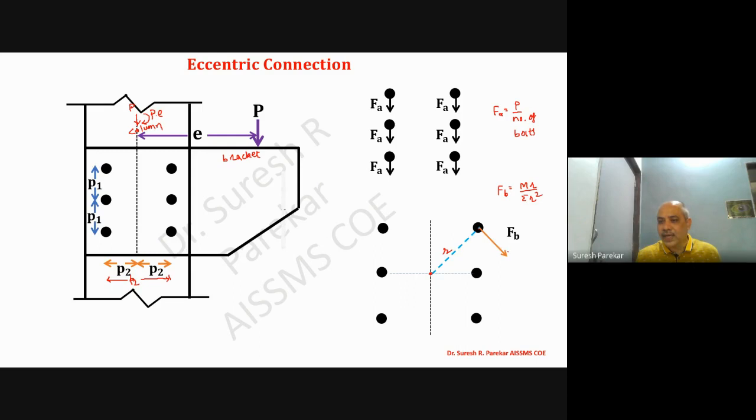Now why we have taken it downward? Because it will develop moment same as your moment due to load. So moment due to load is clockwise, so it will now develop moment clockwise about bolt group. So this is for this first bolt group Fb.